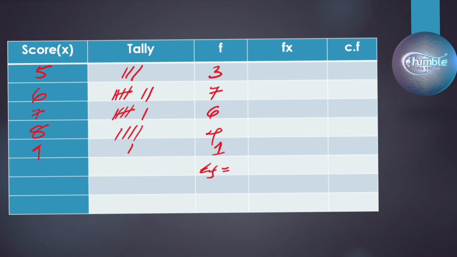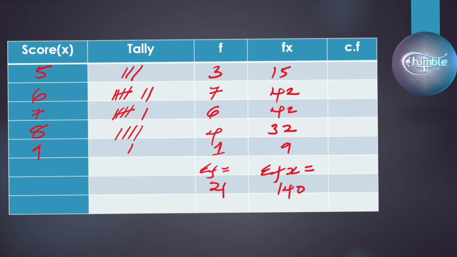So total summation of f, 3, that is 10, 16, 20, that gives you 21. Then we now get the f of x column. So 3 by 5, that is 15, 6 by 7, 42, 7 by 6, 42, 8 by 4, 32, and then 9 by 1 is 9, and then we get the total summation of f of x. That one will give us 140.